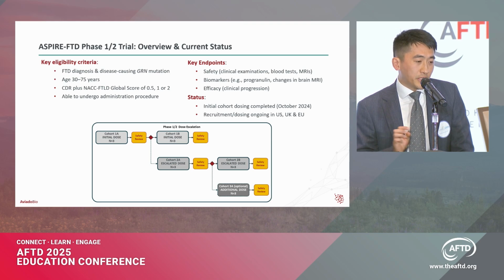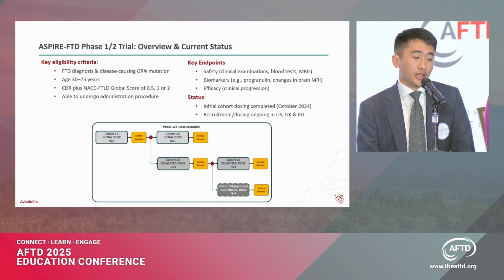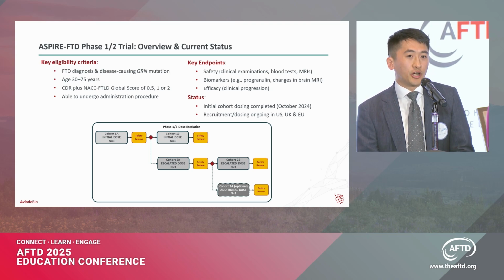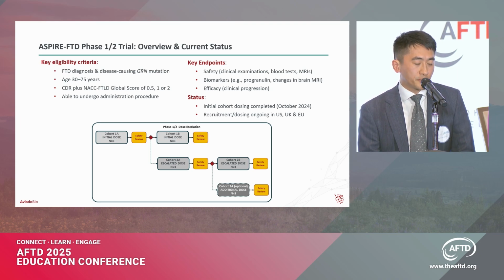So Aspire FTD is well underway, and our key eligibility criteria include having an FTD diagnosis and a disease-causing GRN mutation, being of age 30 to 75 years, having a CDR plus NACC FTLD global score of 0.5, 1, or 2, as well as being able to undergo the administration procedure.